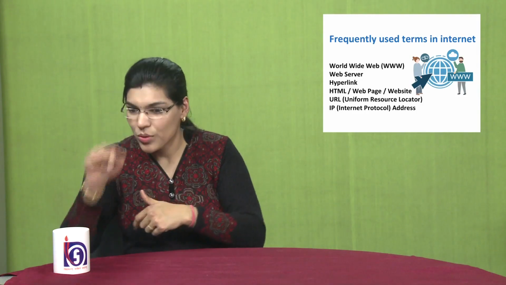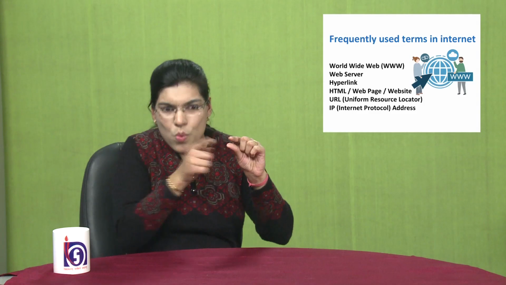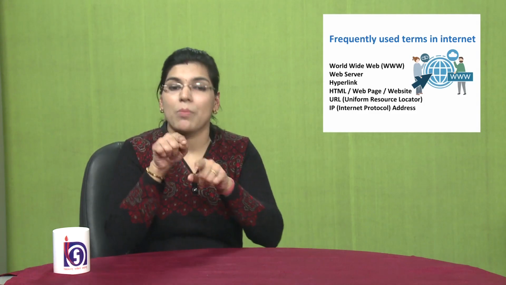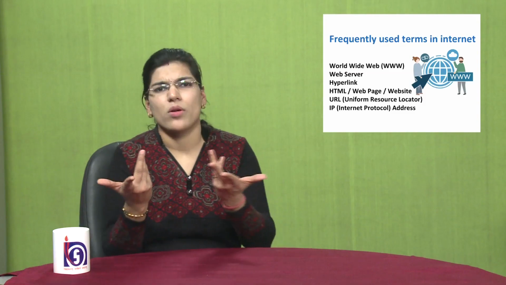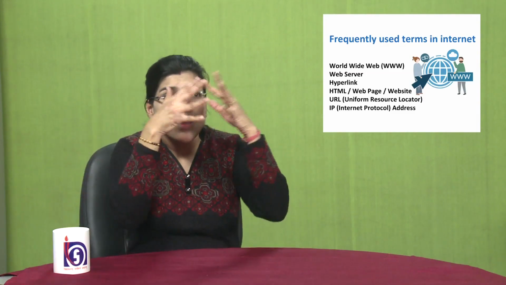URL, Uniform Resource Locator. If, for example, you're searching www.nios.com, this whole link, this whole address, is known as the URL. Anyone can search by putting the URL about anything you want, not just NIOS, but anywhere you want to search.